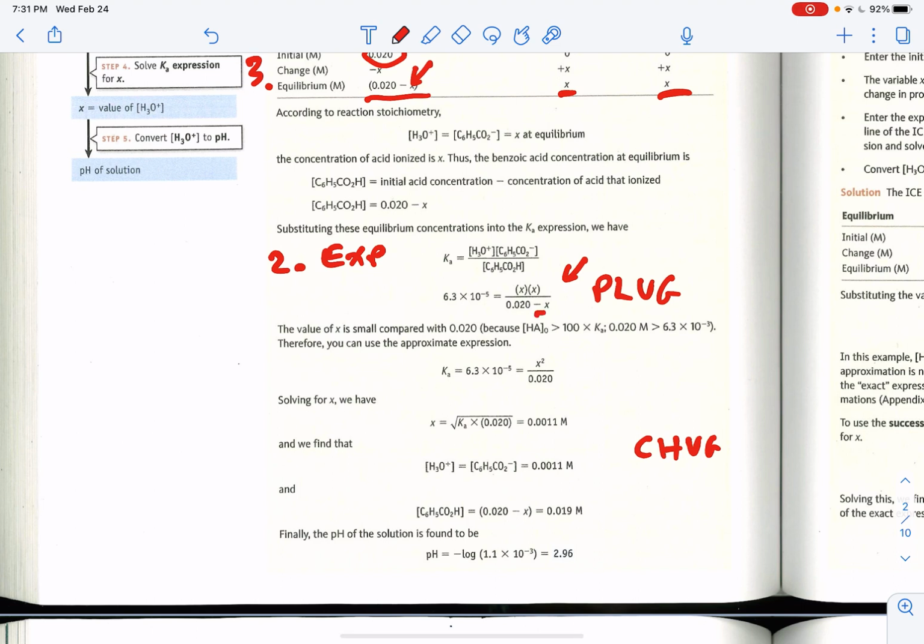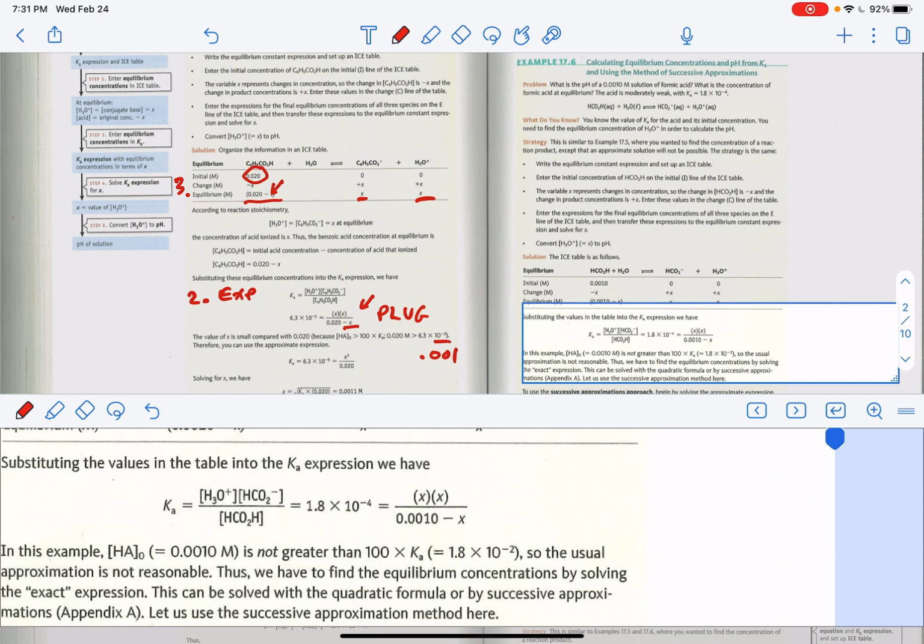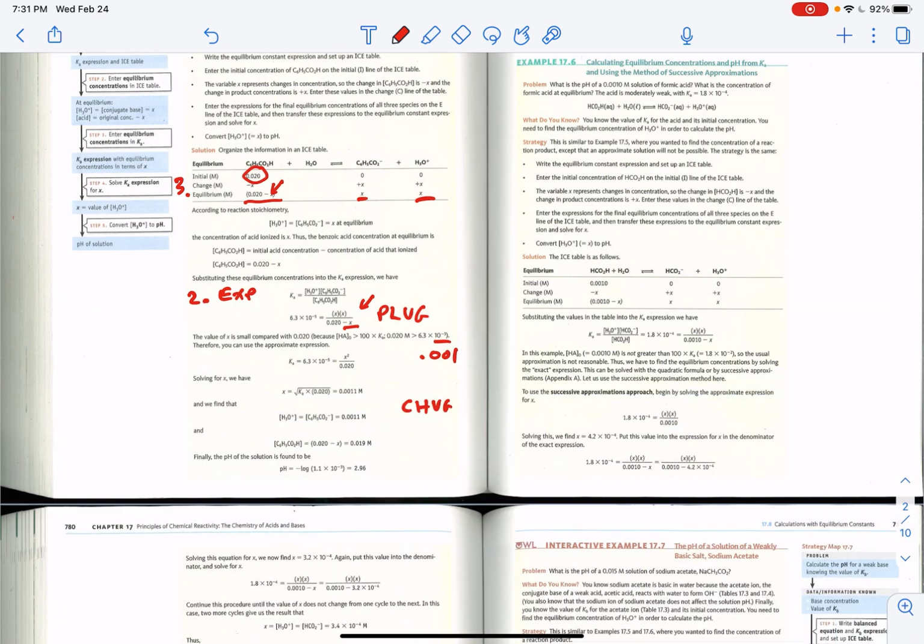And we ask ourselves the question, can I ignore the minus x? Because it makes life simpler. So I take my Ka, which is 10 to the minus fifth, multiplied by 100, I get 10 to the minus third, 0.001. And that number, 0.001, is still smaller than the original concentration of 0.02 molar. It's smaller by a factor of maybe 20. So it's close, but with 2 sig digs, I can probably ignore it.